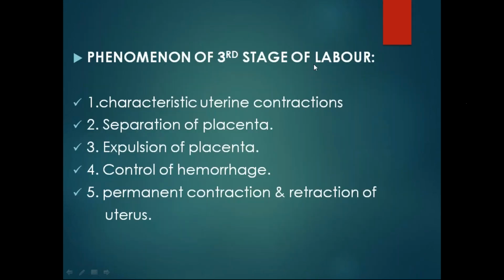So what are the things that are happening in the third stage? A fresh bout of uterine contraction starts, for separation and expulsion of the placenta. And once the placenta is expelled, the bleeding has to stop by a permanent contraction and retraction of the uterus.